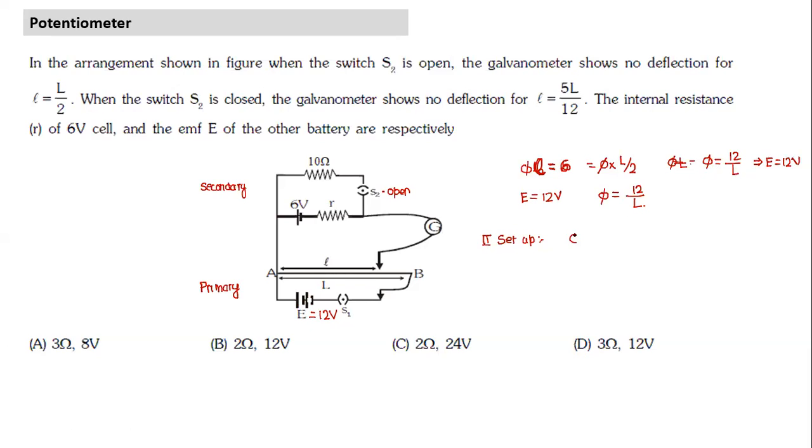In the second setup, we get phi into L2. What is phi L2 equal to? It is equal to IR, that is what you write now when the resistance is connected. What is the current flowing? It is I. Phi is 12 by L, and L2 here is 5L by 12. So 5L by 12 is equal to I into R. How much current will flow here? I is 6 divided by R plus 10, into resistance 10. That is the equation.